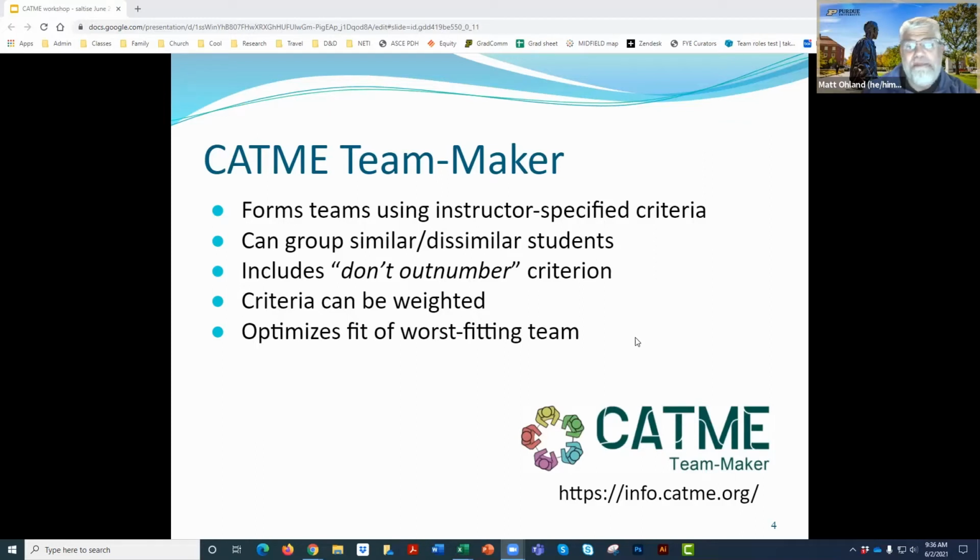The criteria can be weighted on a +5, -5 spectrum. And the algorithm optimizes the fit of the worst fitting team. And the importance of that is that it never creates truly horrific teams, even though they make the average better. So it doesn't ever sacrifice students just to get the average up.